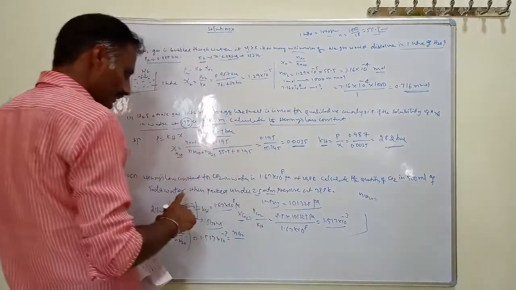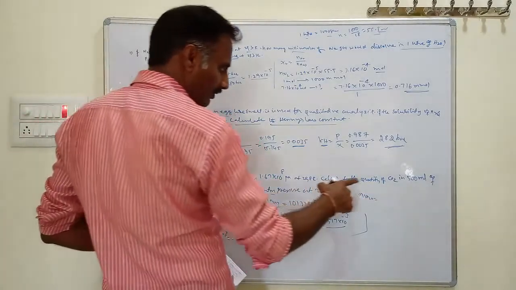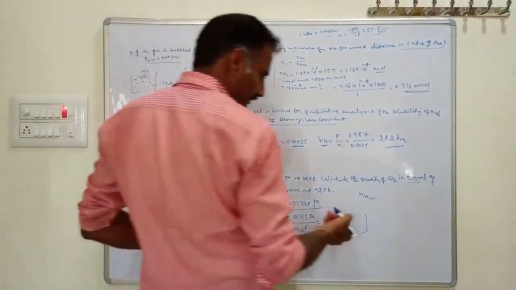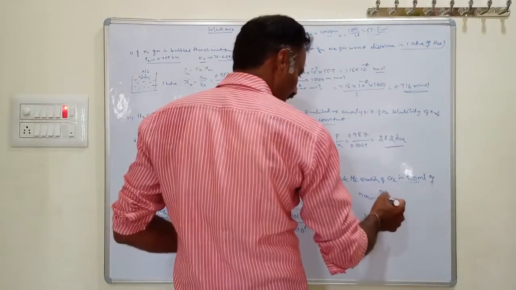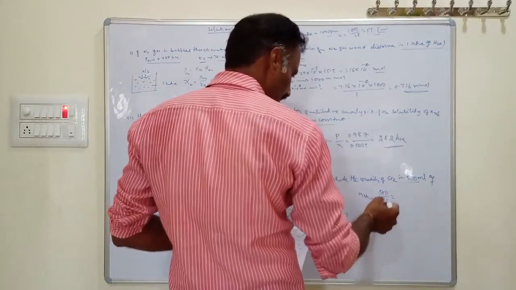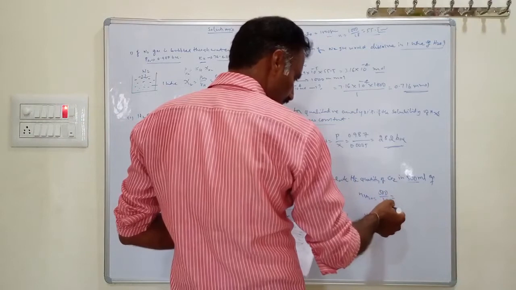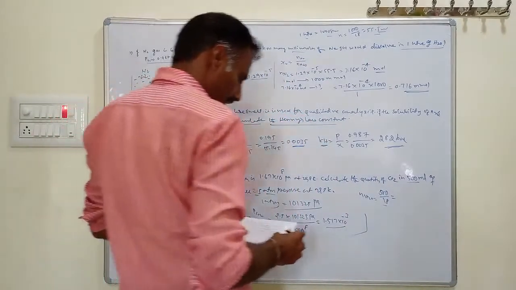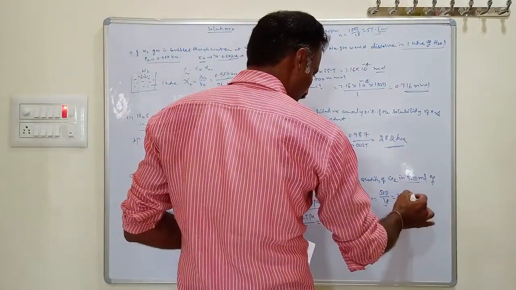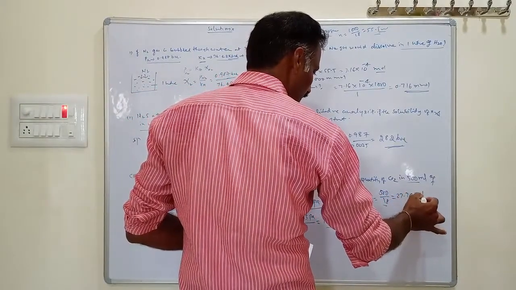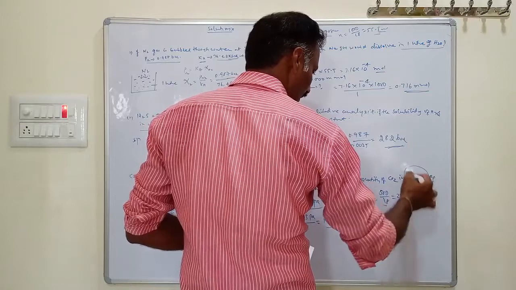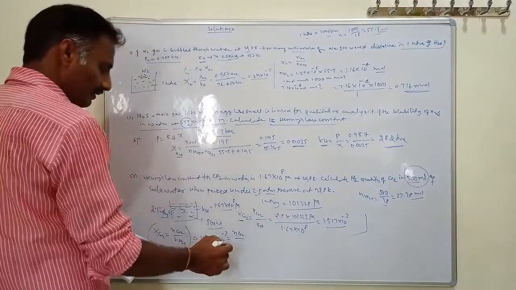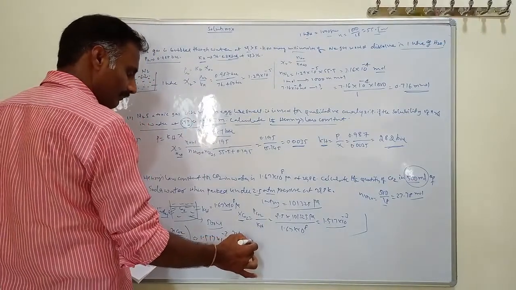And how much water was taken here? The water is 500 ml. Converted into number of moles, this is 500 by 18, where 18 is the molecular mass of water and 500 grams is the quantity of water taken in the vessel. Then it becomes 27.78 moles. You are converting the volume of water into moles.